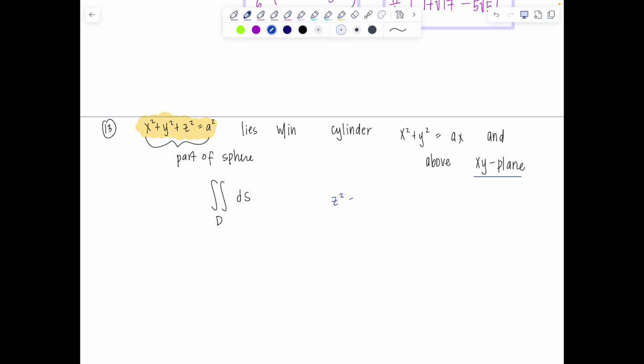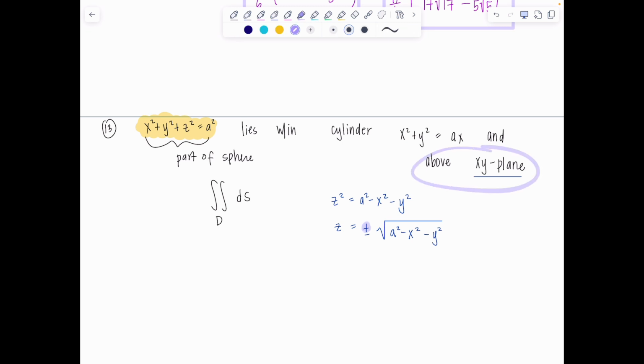So z squared equals a squared minus x squared minus y squared. That means z is plus or minus the square root of a squared minus x squared minus y squared. Which radical should we choose? Positive. Very good. Why? Because it's in the positive z axis. Okay, let's find dS, and then we'll worry about finding the integration region, which is going to be determined by that cylinder. Which is going to make what kind of shape if you just look at the xy plane? Circle. Perfect.